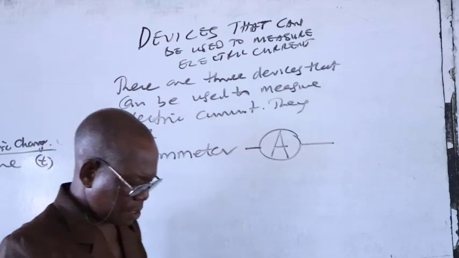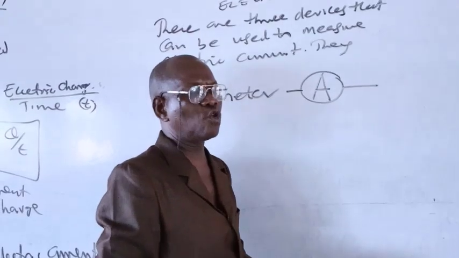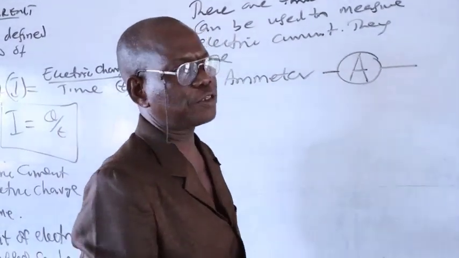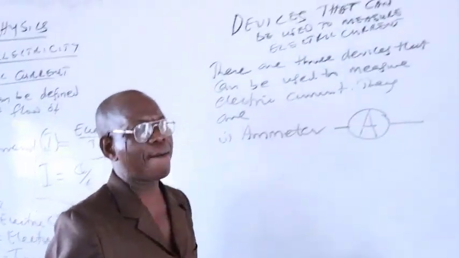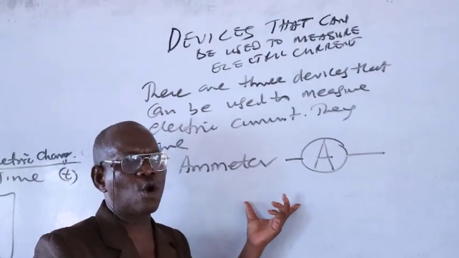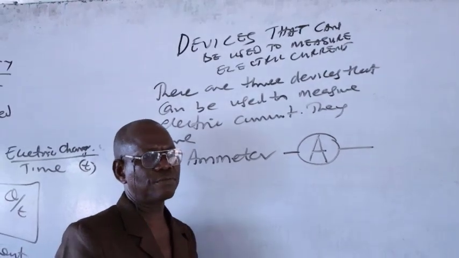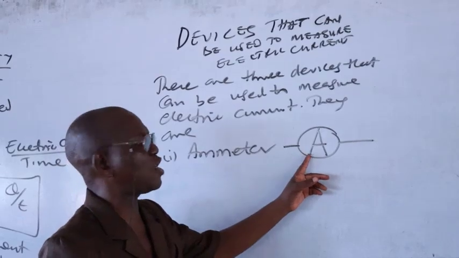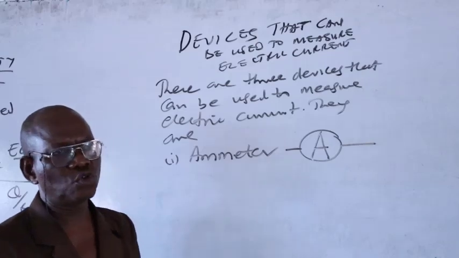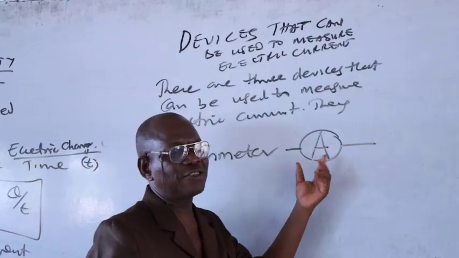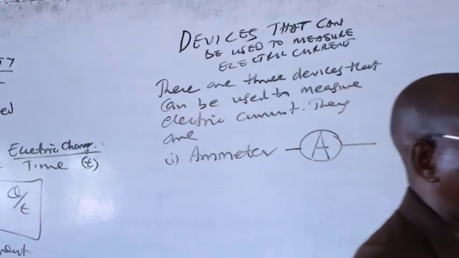There are 3 types of devices that can be used to measure electric current. Number 1, we have the ammeter. And mostly in the laboratory, we are going to use an ammeter to measure electric current. The symbol of the ammeter is this. You have a circle and a capital letter A at the middle. Anywhere you see this, it stands for an ammeter, which can be used to measure electric current.